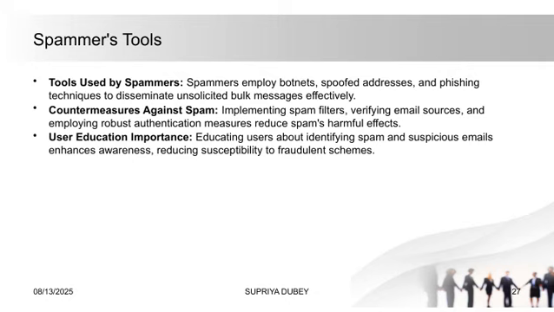On the other side, it's crucial to understand how we can counter these threats. Implementing spam filters is one of the most effective steps. These filters can automatically detect and block suspicious messages before they reach your inbox. Verifying email sources is also key. Never open attachments or click links from unknown or untrusted senders. Employing strong authentication measures, like two-factor authentication, adds an extra layer of security and helps prevent unauthorized access.